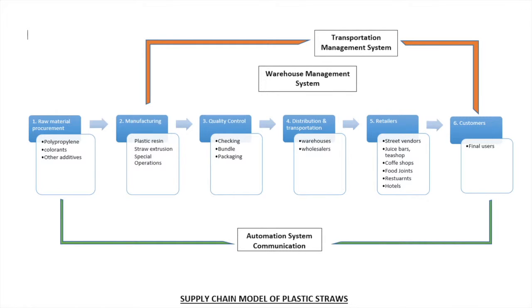Step 4. Prepare for transportation such as trucks or containers to deliver the straw to the warehouse or wholesaler. Step 5. The straw would be delivered to retailers such as street vendors, juice bars, tea shops, coffee shops, food joints, restaurants, hotels. Step 6. The final product would be within reach of the consumer as the final user.